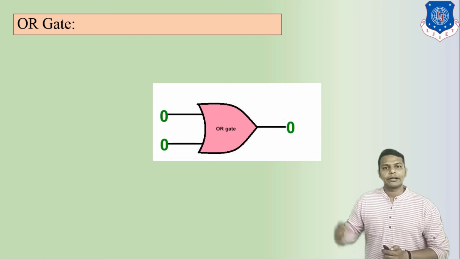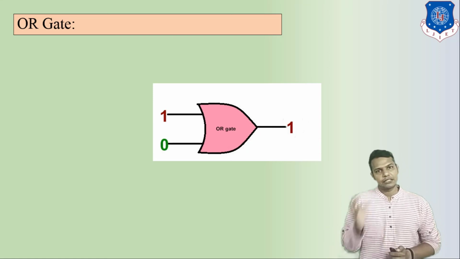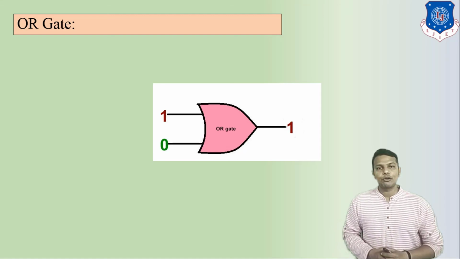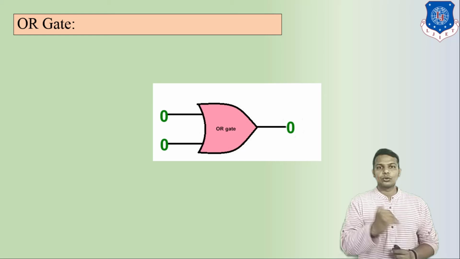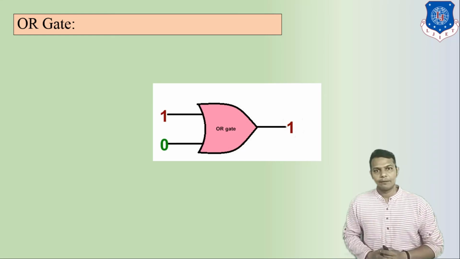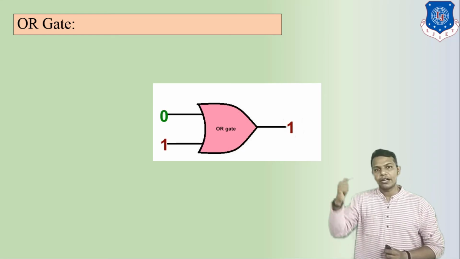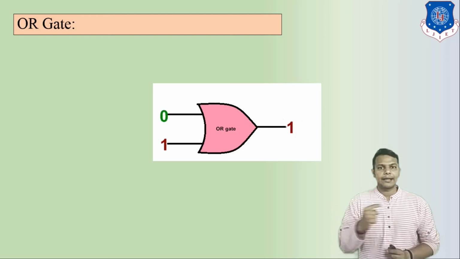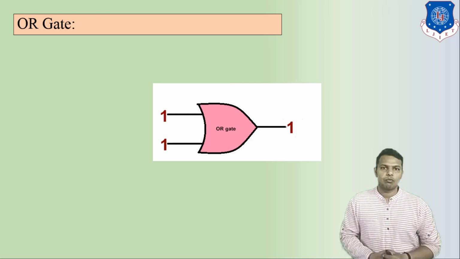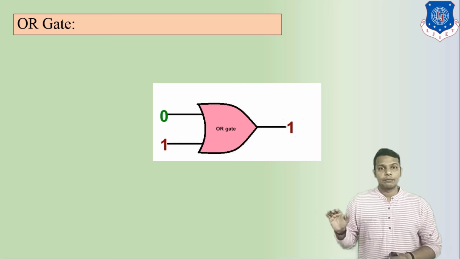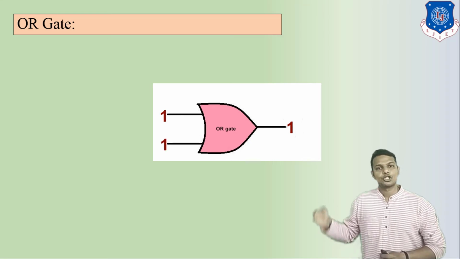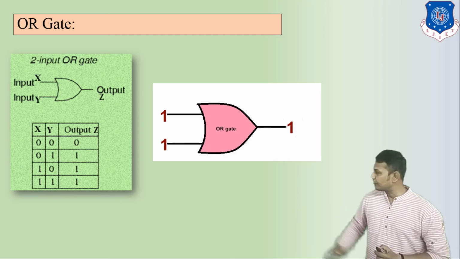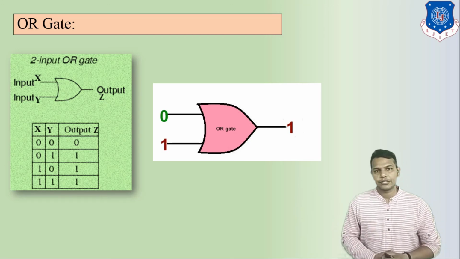That means if you enter 0 0, your output will be 0. If you enter 0 1, then your output will be 1. If you enter 1 0, then you will get 1 as well. And finally, if you enter 1 1, both the inputs are 1, or we can say high, then y is equal to 1. So this is the Boolean expression along with its truth table. Here we can see the symbol with truth table of OR gate.